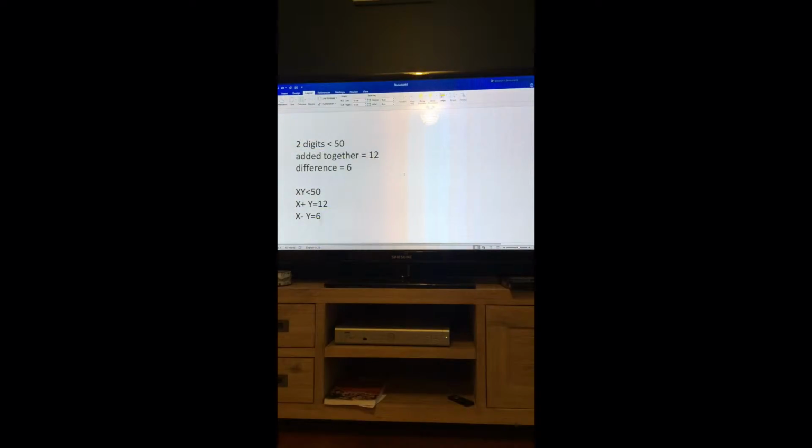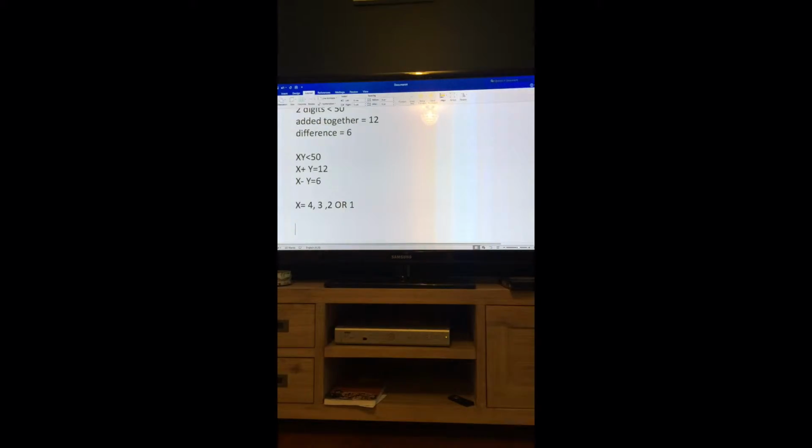So what we know is that we have 2 digits that are less than 50. When added together, they equal 12. And their difference is 6. So using algebra, the equation that we've come up with is xy less than 50, x plus y equals 12, and x minus y equals 6. So knowing this, we know that x can either be 4, 3, 2, or 1.